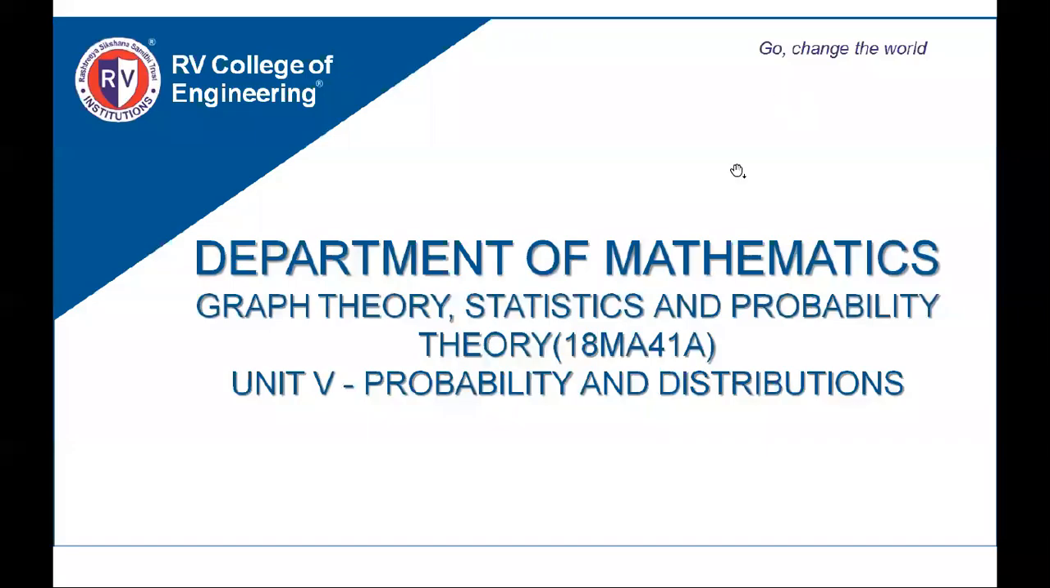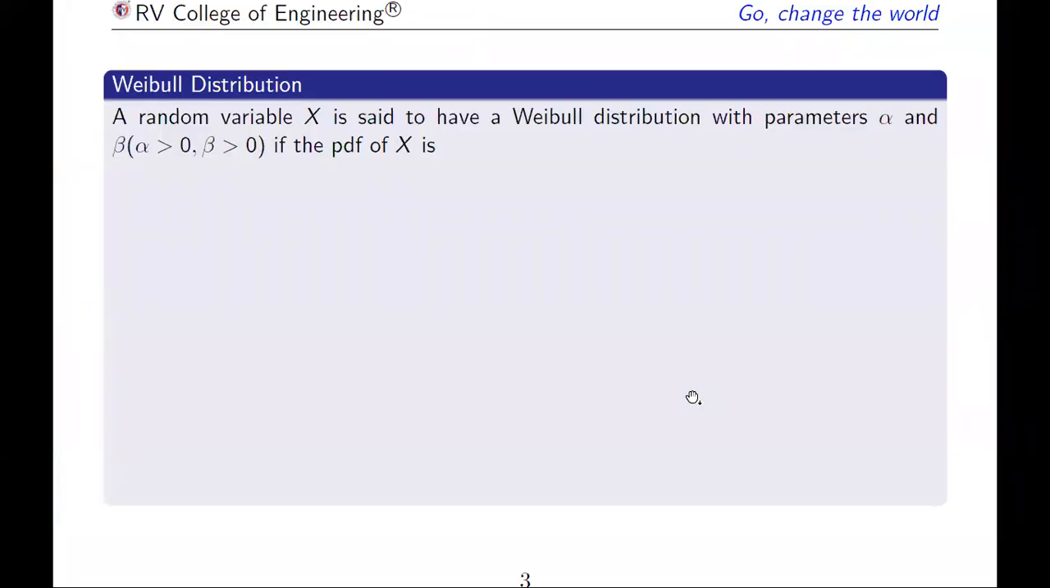Welcome back, students. In this video, we are going to discuss the Weibull distribution occurring in your Unit 5 of 18MA41A. A Weibull distribution is a generalization of an exponential distribution. It is also an example of a continuous distribution. The Weibull distribution is very popular in reliability and survival analysis.